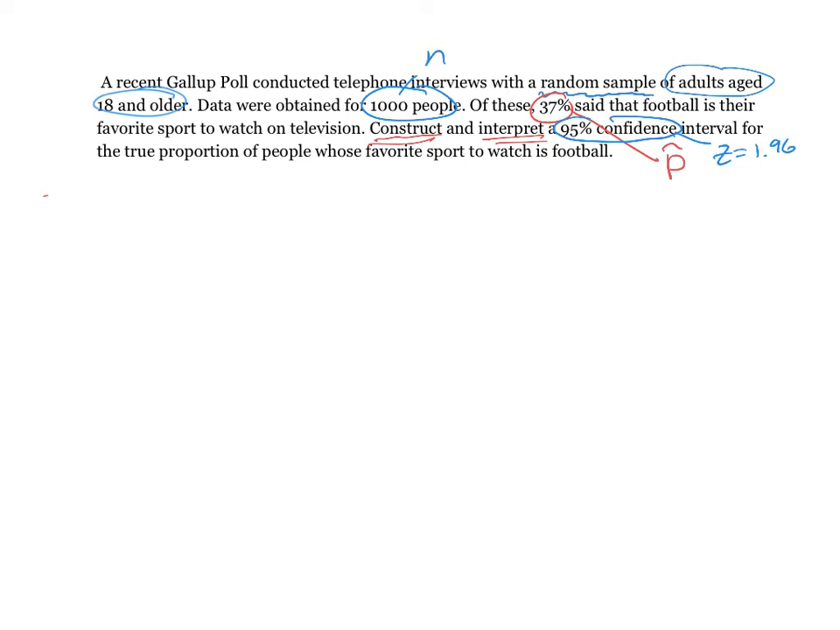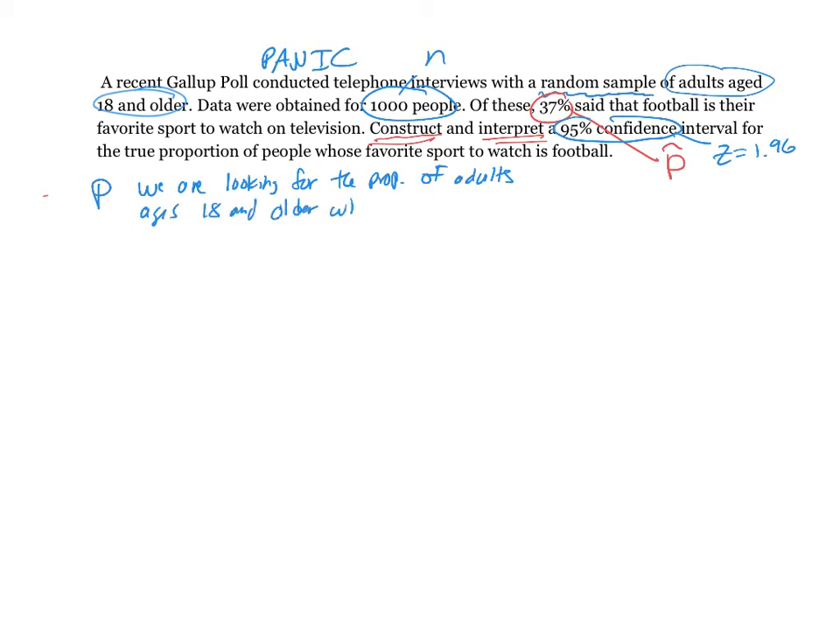So when you're doing a problem like this, the first thing we would do, you could write down a capital P, because remember right now we are starting to panic, right? The P stands for population and parameter, so we'd say we are looking for the proportion of adults ages 18 and older whose favorite sport to watch is football.